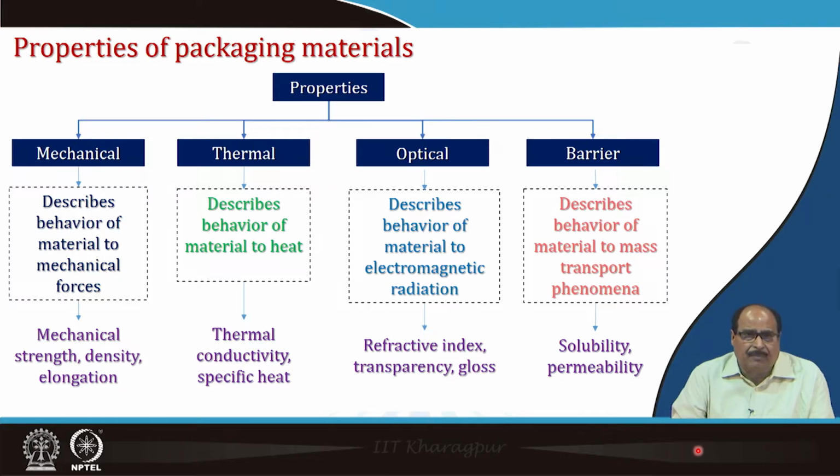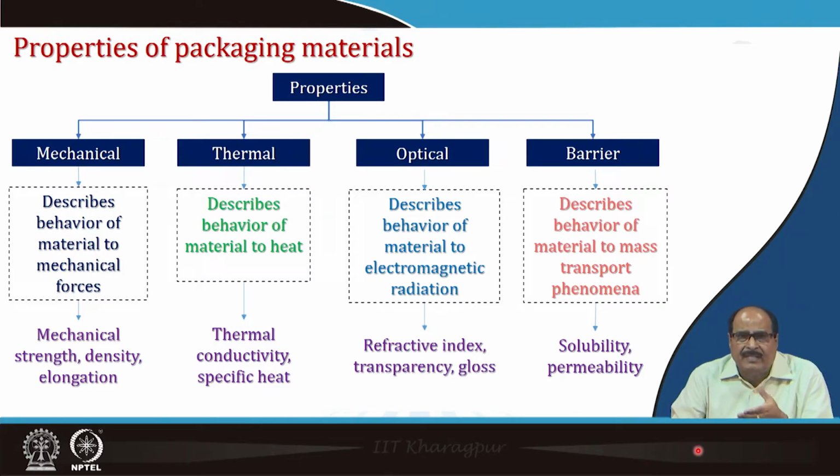So, different properties like mechanical, thermal, optical and barrier properties, and packaging material should have proper properties. Mechanical property describes the behavior of material to mechanical forces, for example mechanical strength, density, elongation, etc. Thermal property describes behavior of material to heat, such as thermal conductivity, specific heat and so on.